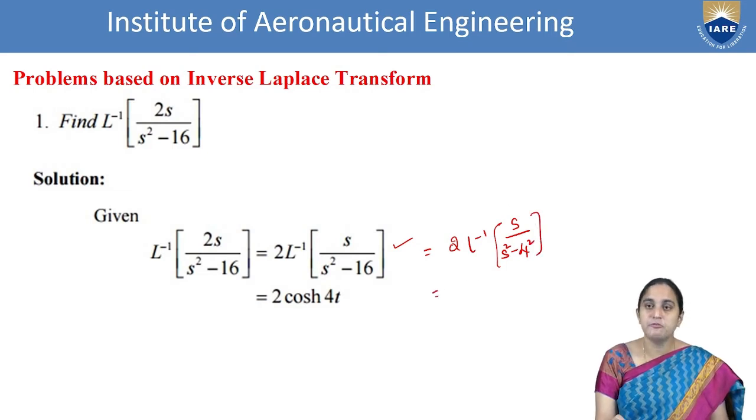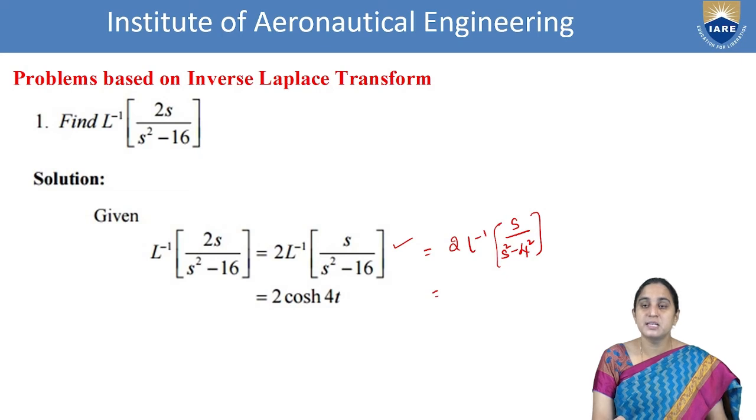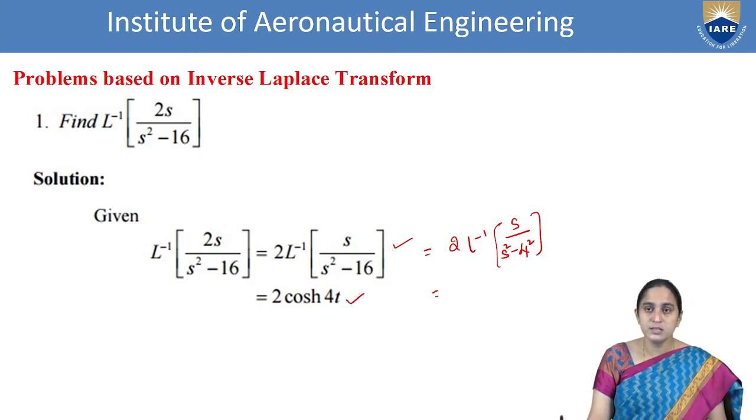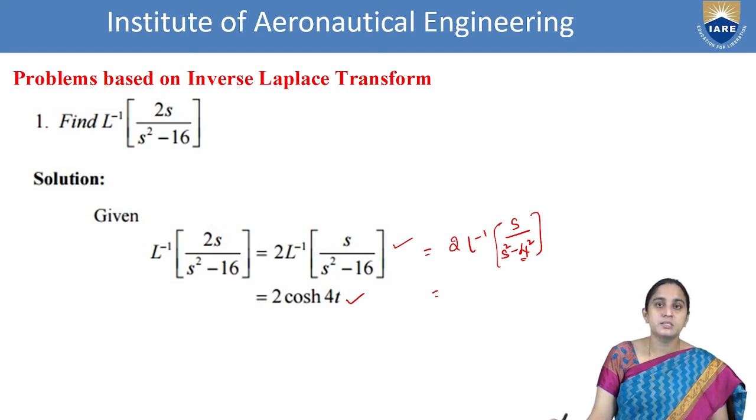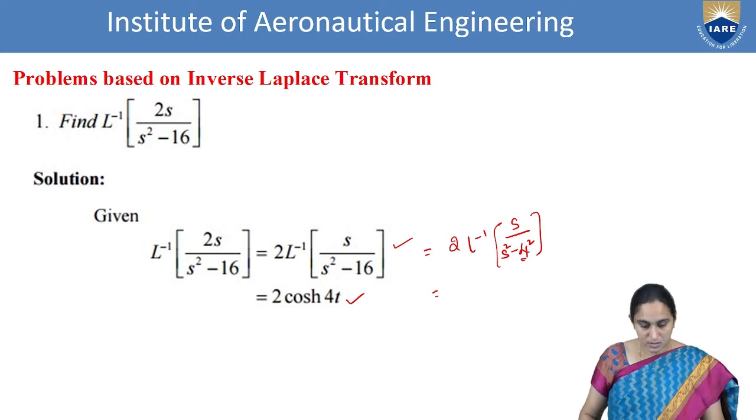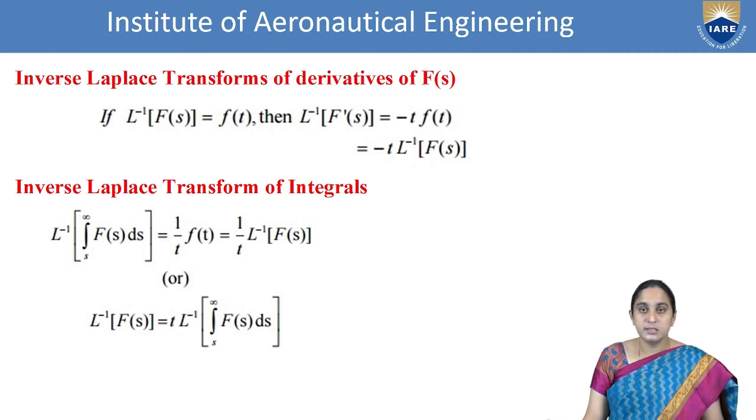From that, which is in the form of Laplace inverse of s by s square minus a square, that is equal to 2 into cos h at. Here, what is a? a is 4. Therefore, the answer for the first question, a very simple question, is Laplace inverse of 2s by s square minus 16 is equal to 2 into cos h 4t. Okay. That is one example for the basic concept of Laplace transform.